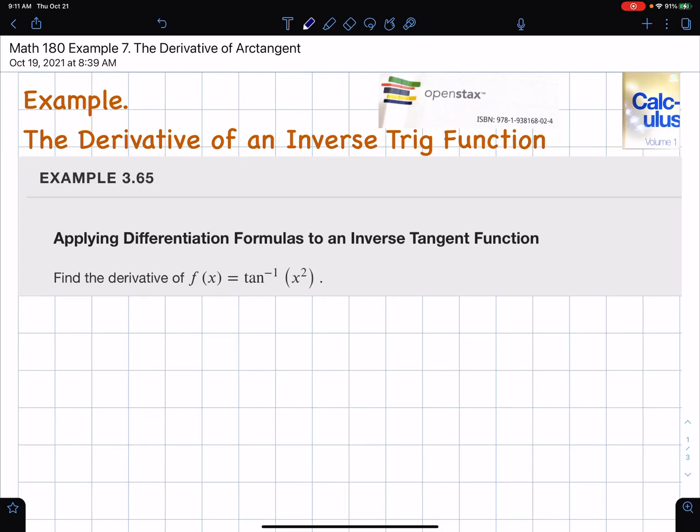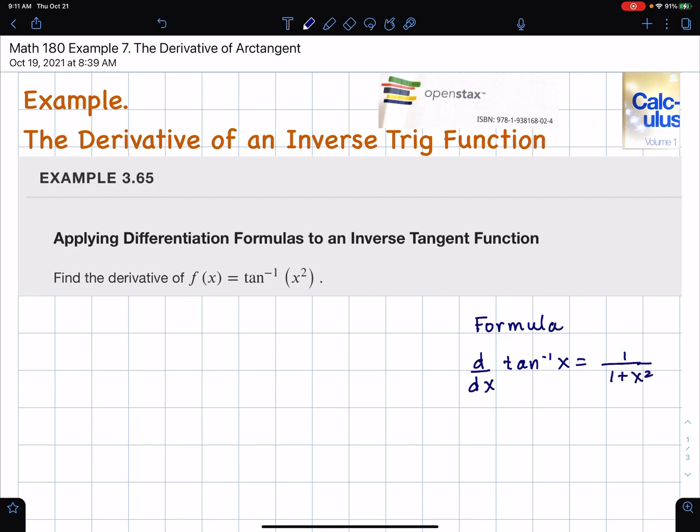Hello, in this video we find the derivative of an inverse trig function, and what I'm going to start off with is tangent inverse. Now we have a formula that you might want to memorize: the derivative of tangent inverse, also called arctangent, x, tangent inverse x, the derivative is 1 over 1 plus x squared.